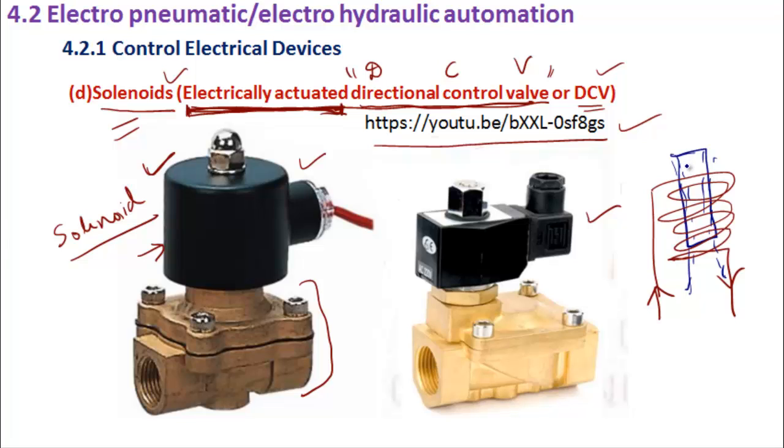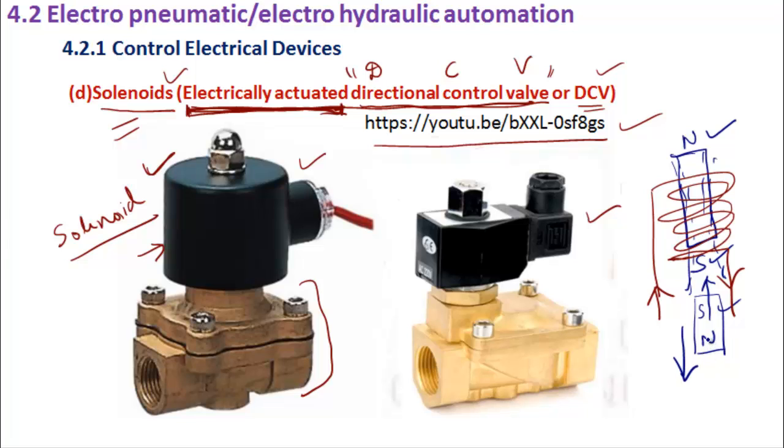Suppose the direction of the current is in such a way that this portion is north and this portion is south. If you have an iron rod here, because of the presence of the magnetic field, the iron rod will move up. Or you can have a permanent magnet here, such that this is south and this is north. Now the south and south that we have here will oppose each other, because of which this may move down.